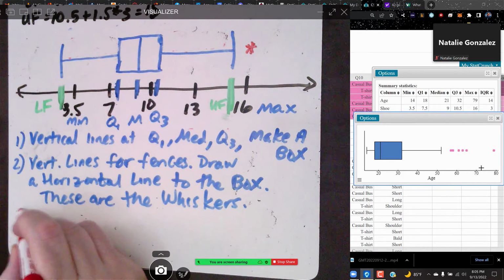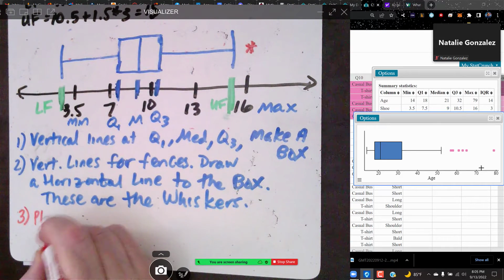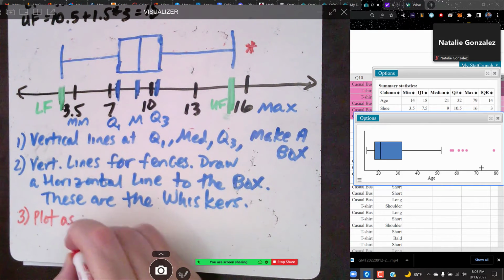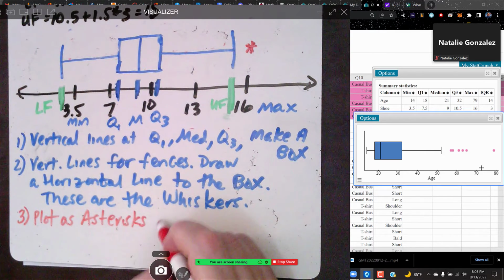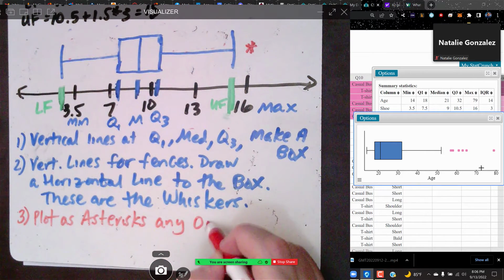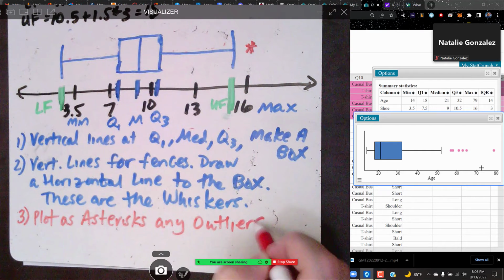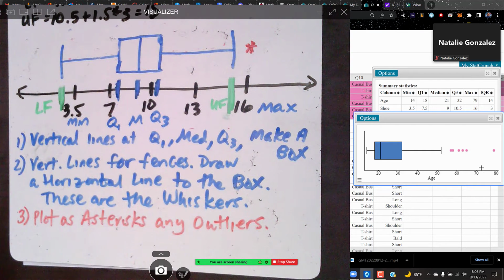Plot outliers as asterisks. So you have written instructions on how to do it too.